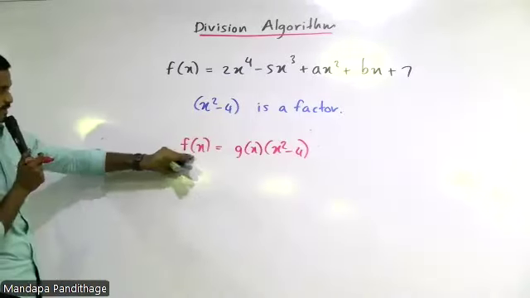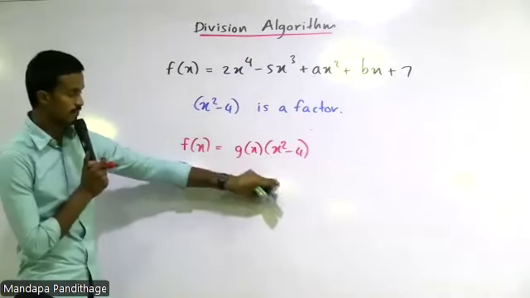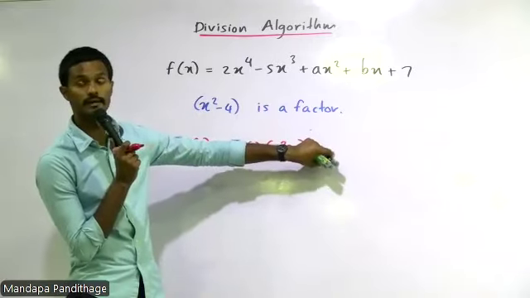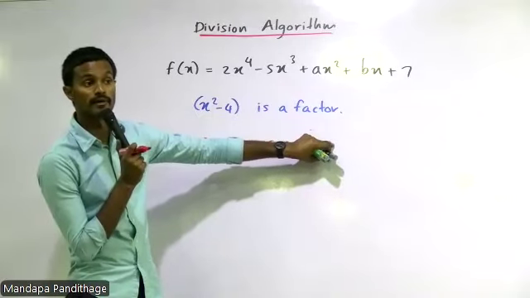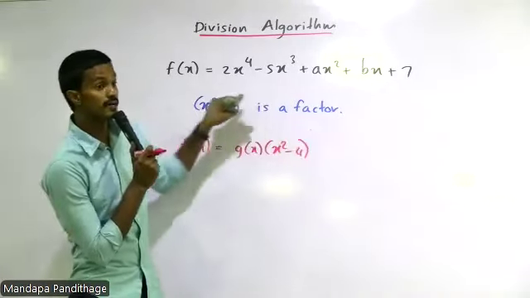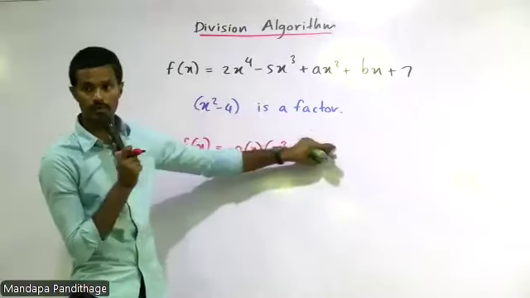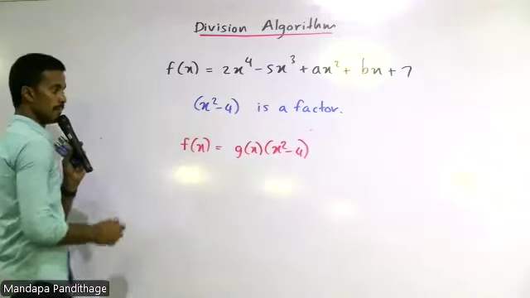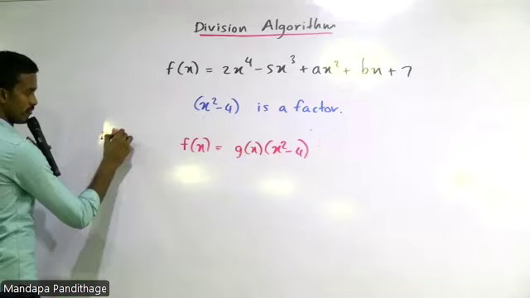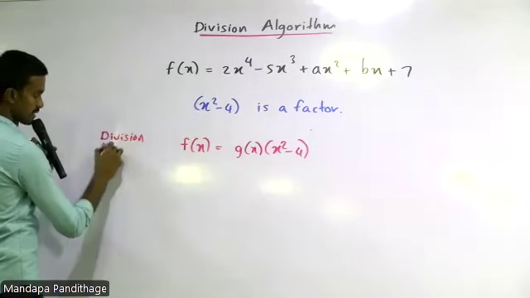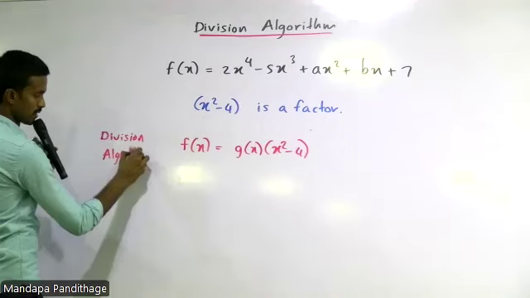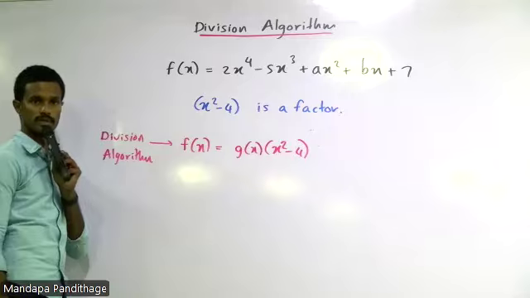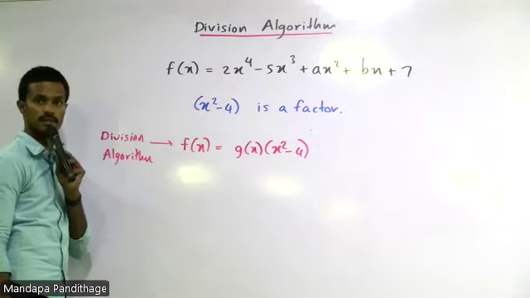Here it's like the dividend, here it's the divisor, and the quotient, but there is no remainder. Tell me, why am I not writing a remainder? Because this is a factor. Because this is a factor, I'm not writing a remainder. Clear? So this is the division algorithm. We have one factor, so f(x) can be written as a product of the factors. So I can write it as g(x) into x squared minus 4. Clear? Okay, hands up if this step is clear.